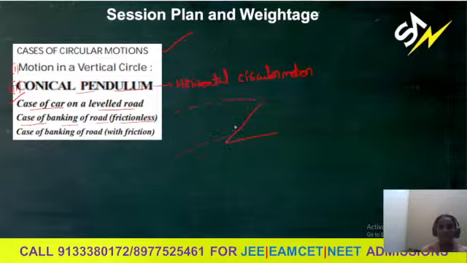So the vehicles, these type of motion we can observe at the hill stations. So the banking of roads. Next, case of banking of road with friction. So these are the cases of circular motion.